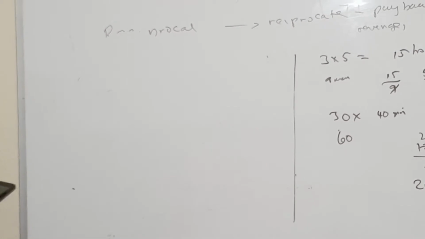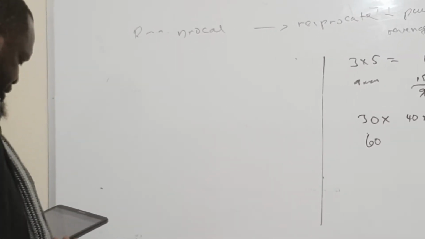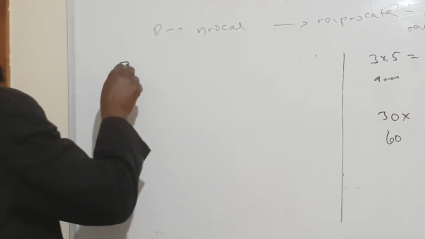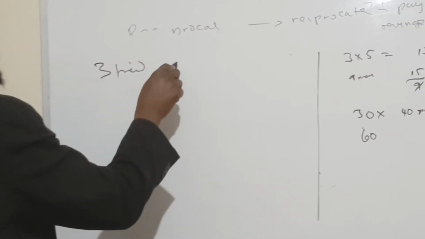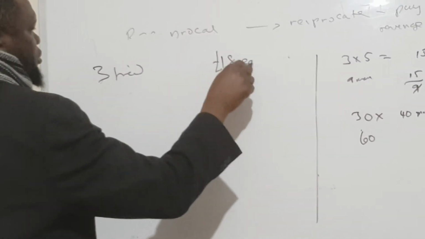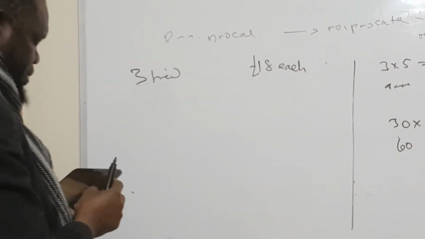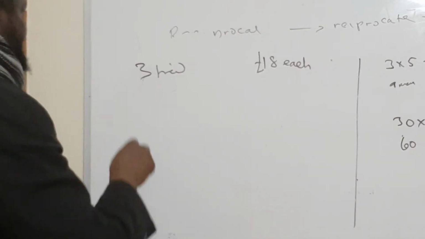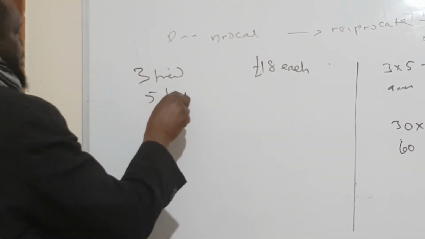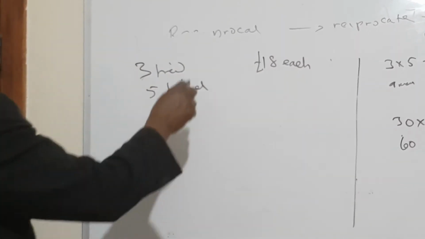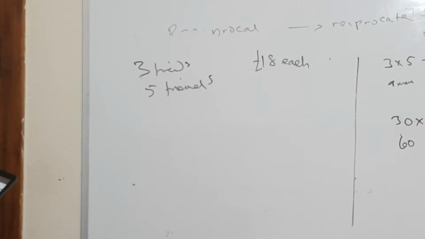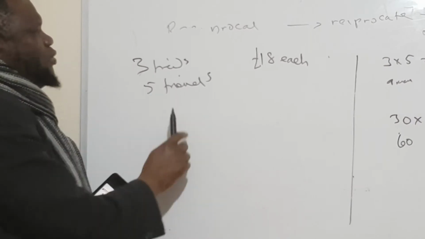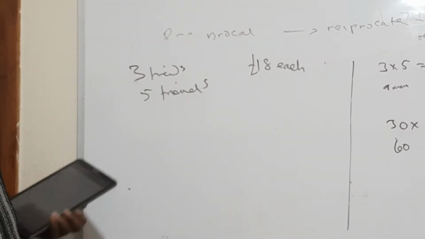Some friends are sharing the cost of a taxi. If there are 3 friends, it will cost them £18 each. Now, the question is saying, how much will it cost if there were 5 friends? For 3 friends, it will cost them £18 each for the journey. If there were 5 friends now, how much will it cost them now? Will it be more or less?